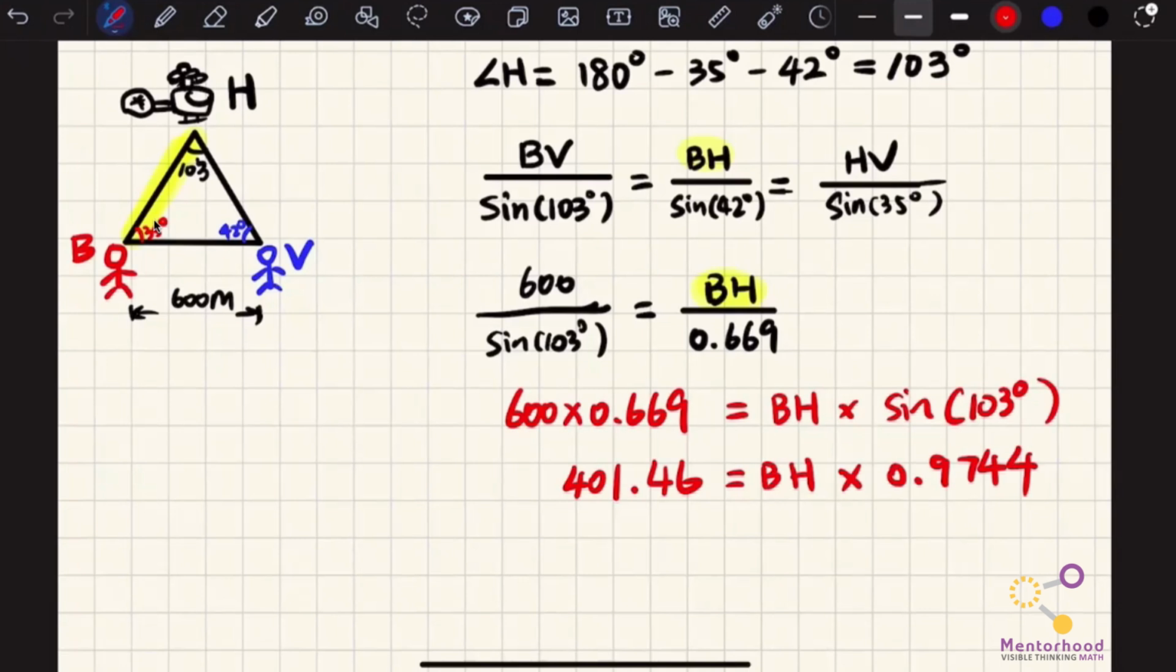Now we can easily figure out the BH, right? Divide both sides by 0.9744. We will get around 412 meters. Okay, ta-da, that's the answer here.